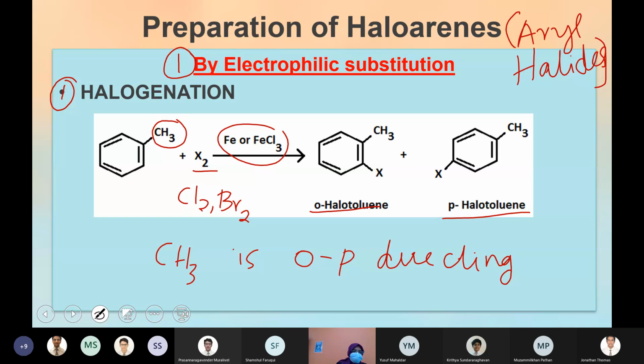So this compound, benzene with a CH3, its name is toluene. Its common name and IUPAC name is toluene. So in toluene, when you do the chlorination or halogenation, the halogen group will go either to ortho or para position. You cannot prepare a meta halotoluene in this method because CH3, that is the alkyl group, is the ortho para directing group.